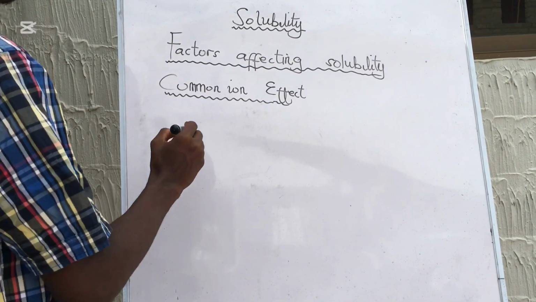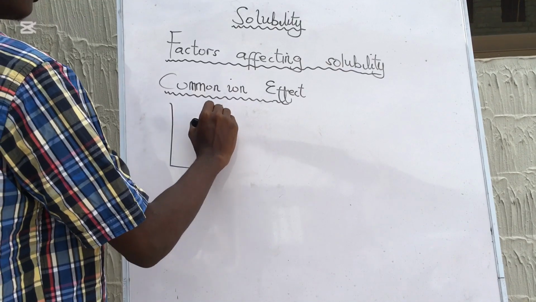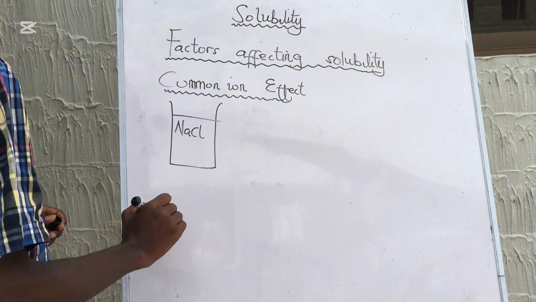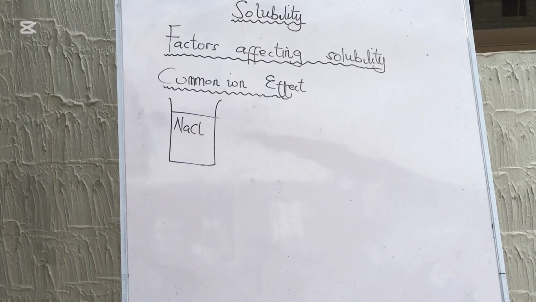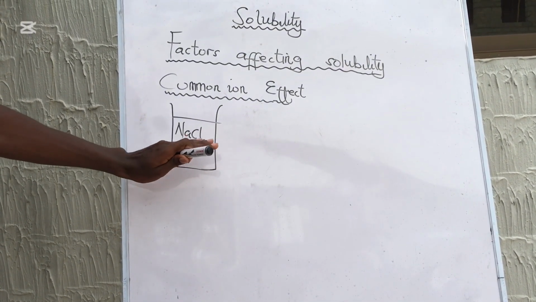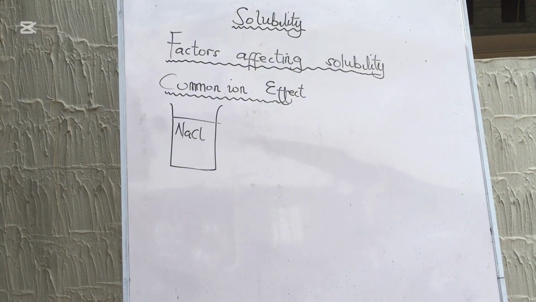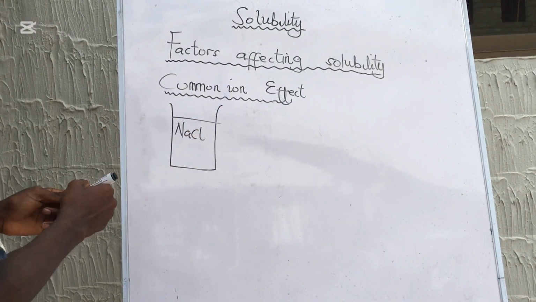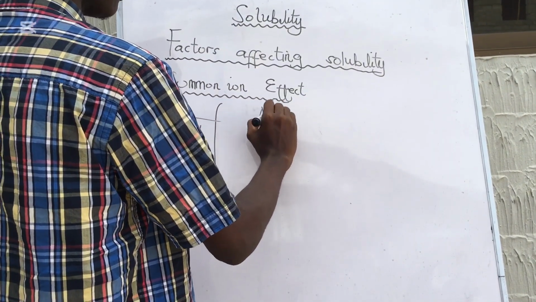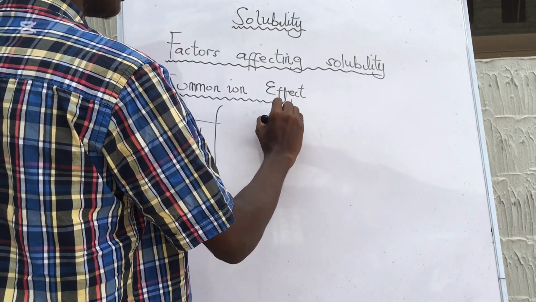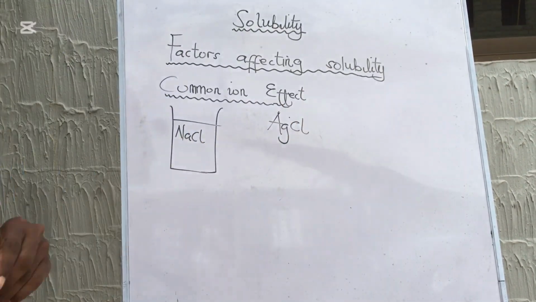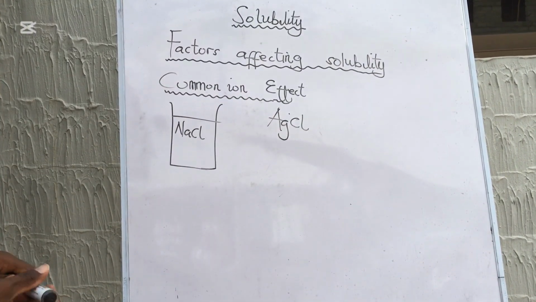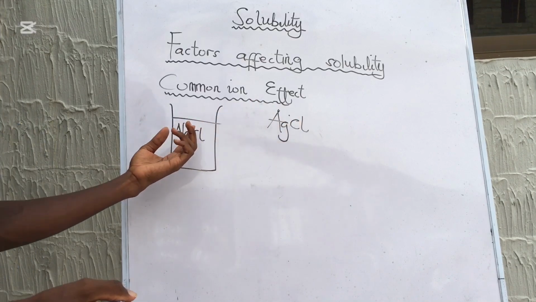If you're having a solution such as NaCl solution, or salt solution, a solution made up of sodium chloride, right? So you are having a solution made up of a salt, or a chloride salt. Then if you add a salt, let's say AgCl, assuming AgCl is a soluble salt, into this solution, the common ion here is Cl and Cl.